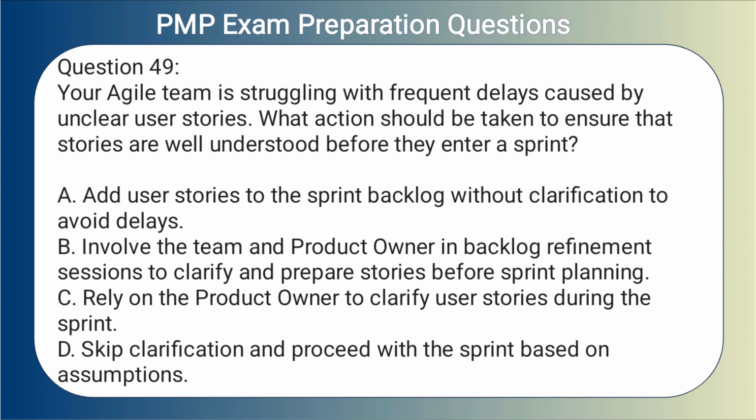Question 49. Your Agile team is struggling with frequent delays caused by unclear user stories. What action should be taken to ensure that stories are well understood before they enter a sprint? A. Add user stories to the sprint backlog without clarification to avoid delays. B. Involve the team and product owner in backlog refinement sessions to clarify and prepare stories before sprint planning. C. Rely on the product owner to clarify user stories during the sprint. D. Skip clarification and proceed with the sprint based on assumptions.